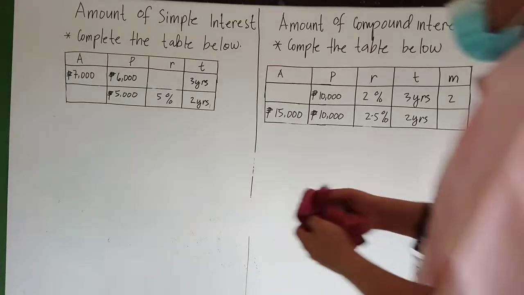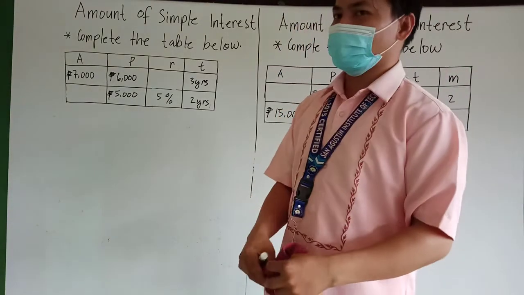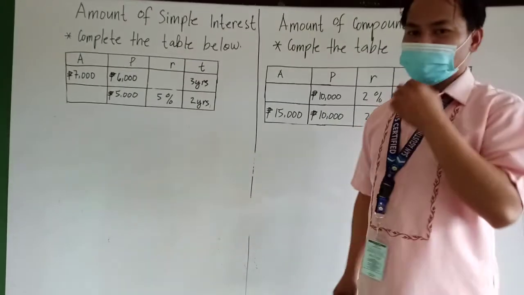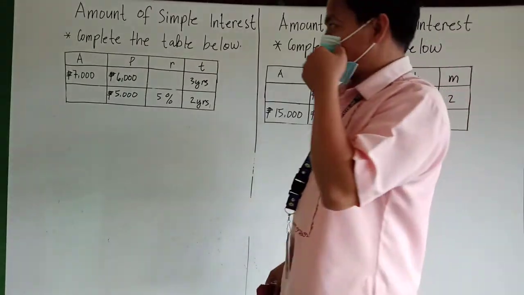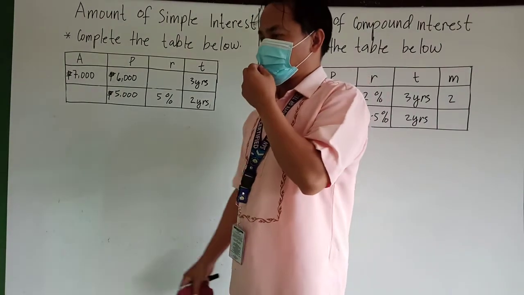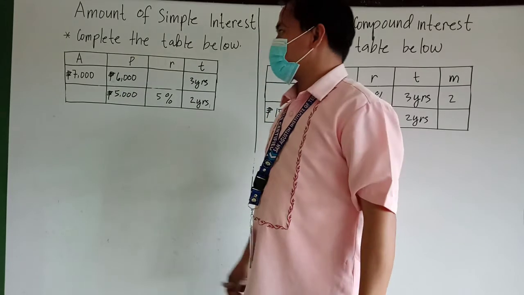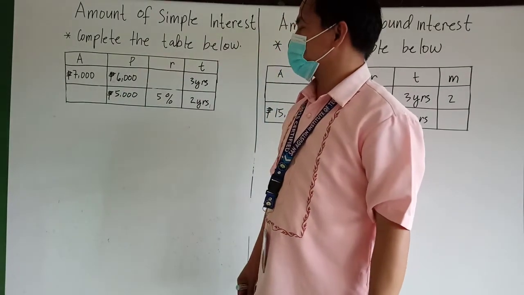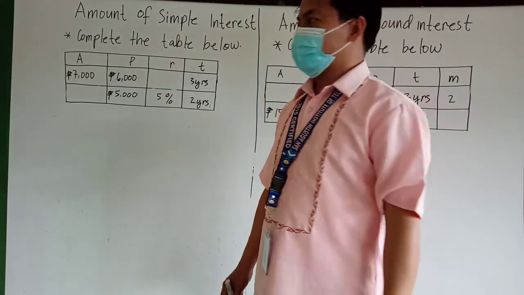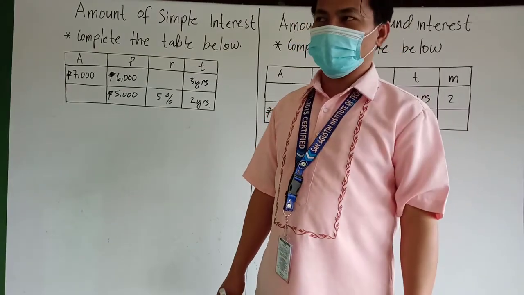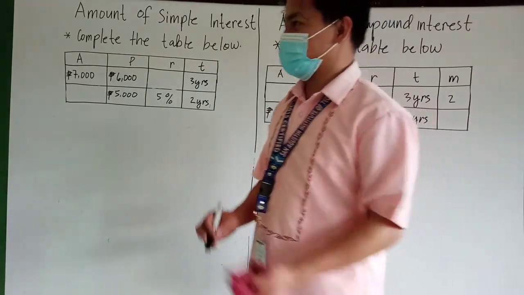Okay, good afternoon everyone. So at this moment, we will tackle the amount of simple interest and the amount of compound interest. In this topic, we are given a table of quantities wherein we are supposed to identify some of these unknown quantities for the amount of the simple interest. But before that, let us tackle first the formula to be used, particularly in the amount of the simple interest.